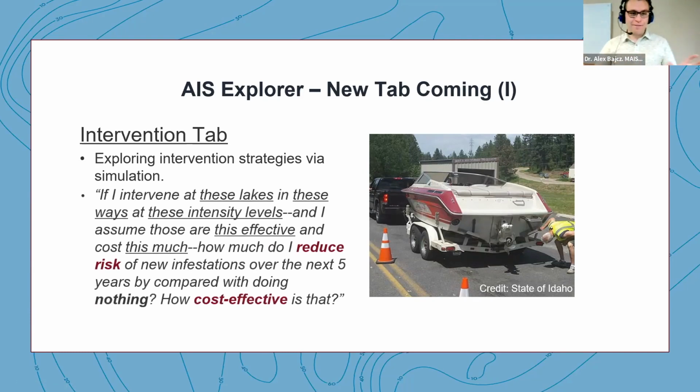So to simplify here what this does, you might be able to put up to 3 different interventions at 1 or more lakes, enter assumptions about the intensity levels, effectivenesses, and costs of those interventions, and then the model will simulate how much it thinks that approach might reduce risk of new infestations by, compared with doing nothing, plus give you an estimate of the cost effectiveness of that approach.